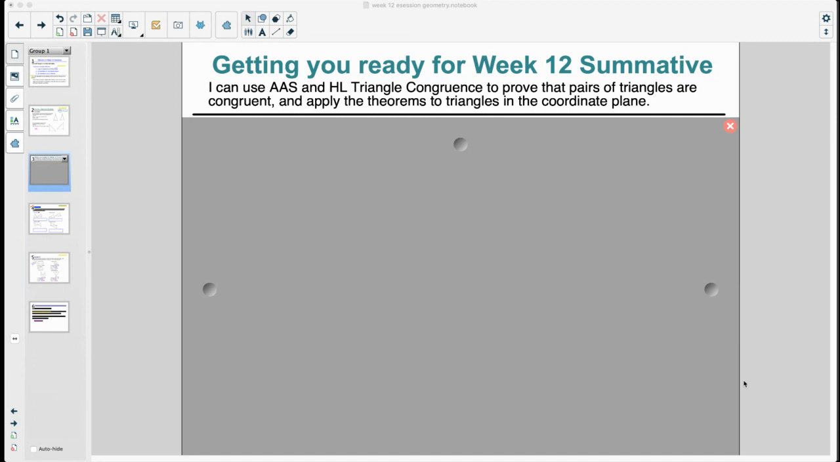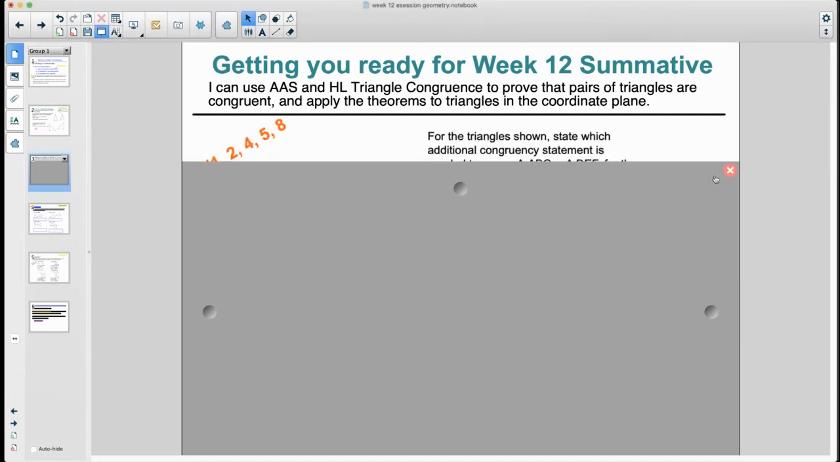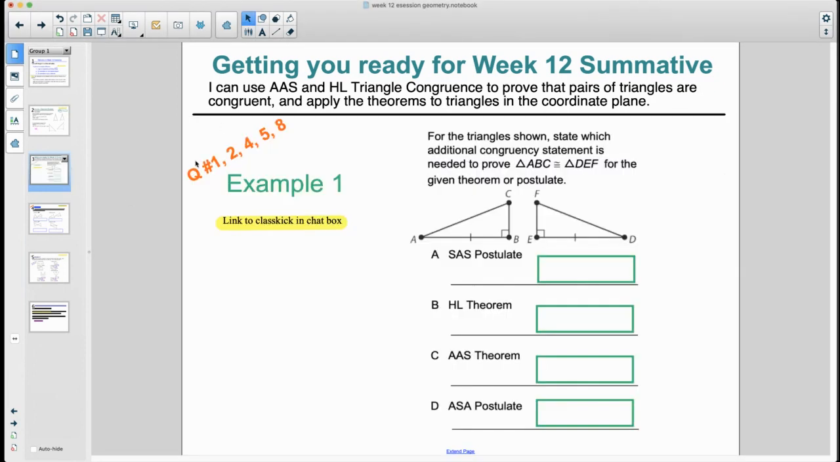All right, so example 1, getting you guys ready for those questions up there. Notice it is quite a few of them. So you have 8 total questions on this week's summative, so practicing your different angle and side lengths and corresponding parts and all of those triangle congruence theorems.